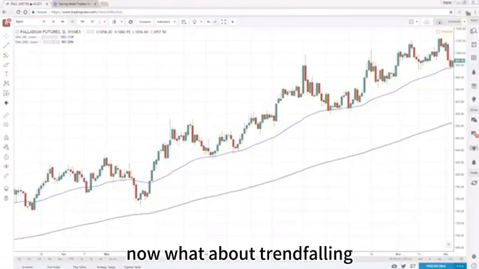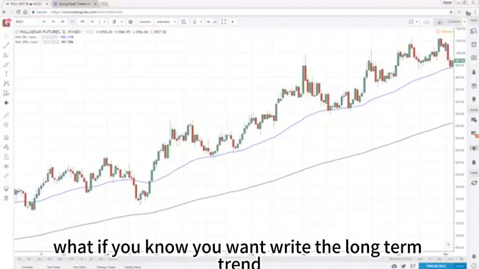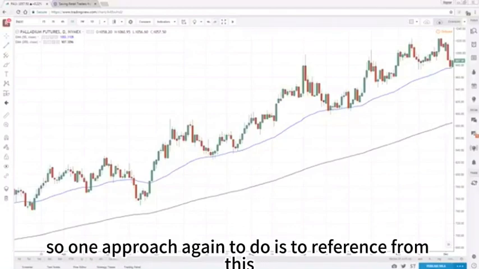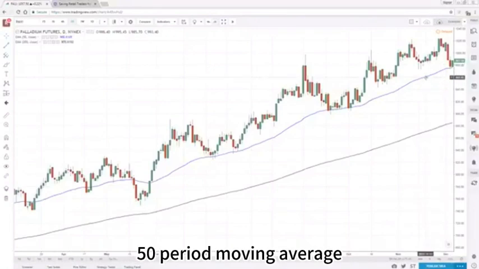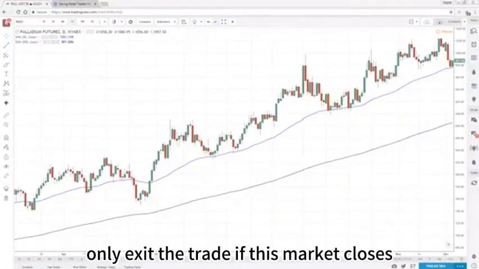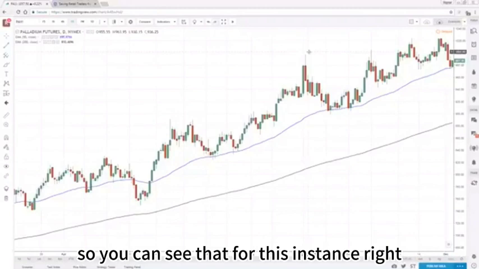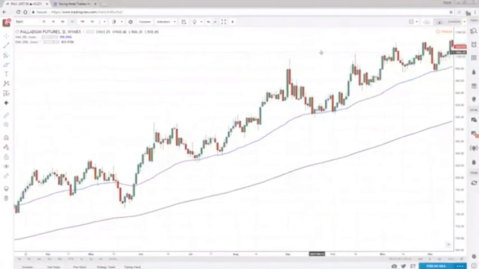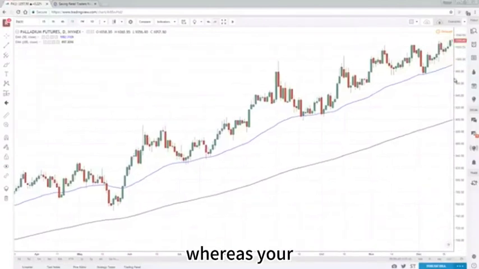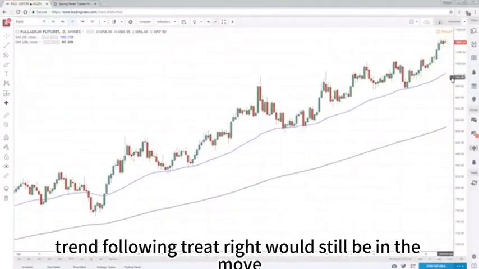Now, what about trend following? What if you want to ride the long-term trend? How can you go about it? One approach is to reference this 50 period moving average. This means that you would only exit the trade if the market closes below the 50 period moving average. So you can see that for this instance, your swing trade would have gotten you out of the trade, whereas your trend following trade would still be in the move.